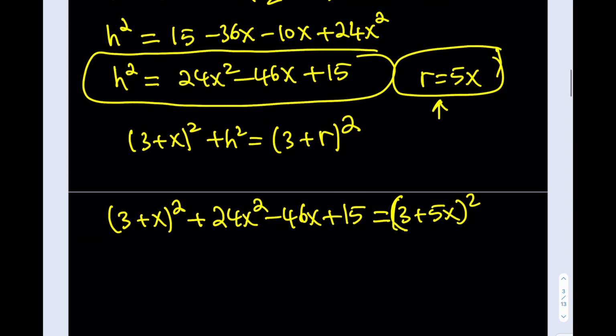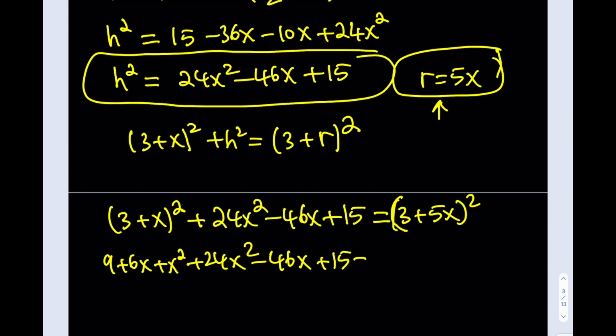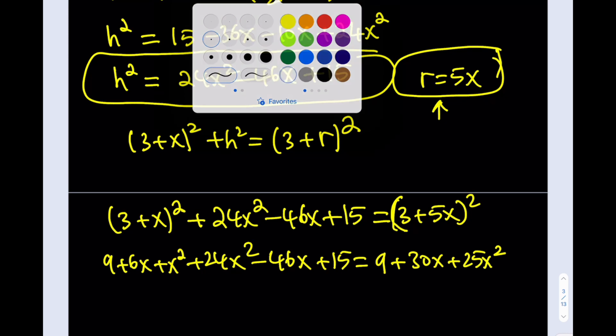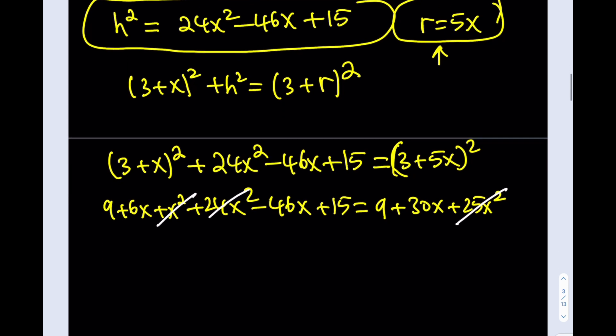So I got to go ahead and expand it. Let's expand everything. 9 plus 6x plus x squared plus 24x squared minus 46x plus 15 is equal to 9 plus 30x plus 25x squared. Now, what's really cool about this equation is that x squared plus 24x squared is equal to what? 25x squared. And guess we have what on the right hand side? 25x squared. Beautiful. So this should give me something nice, hopefully.